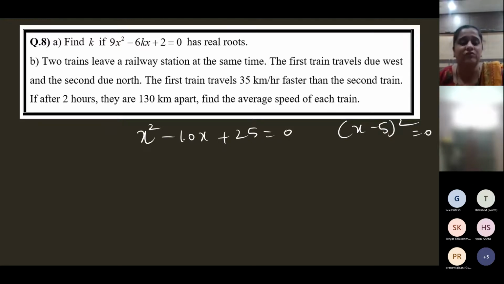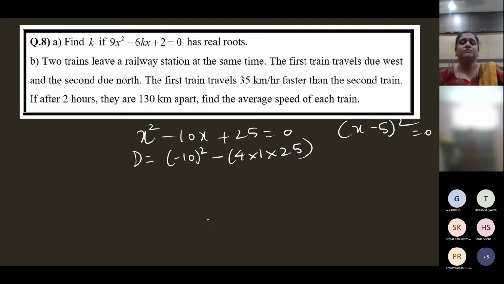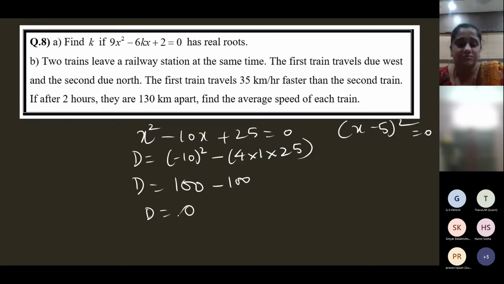Now let's find the value of D for this. D is equal to b square minus 4ac. B square is minus 10 square, minus 4 into a into c. Yes or no? Yes, so D is equal to 100 minus 100. D is equal to 0. Convinced? When the quadratic equation is a perfect square, the value of D is 0.